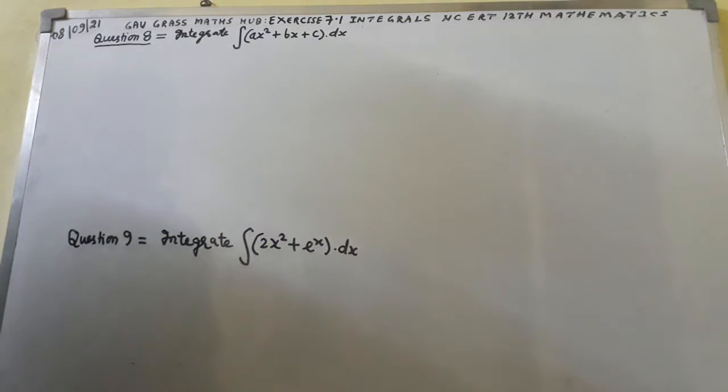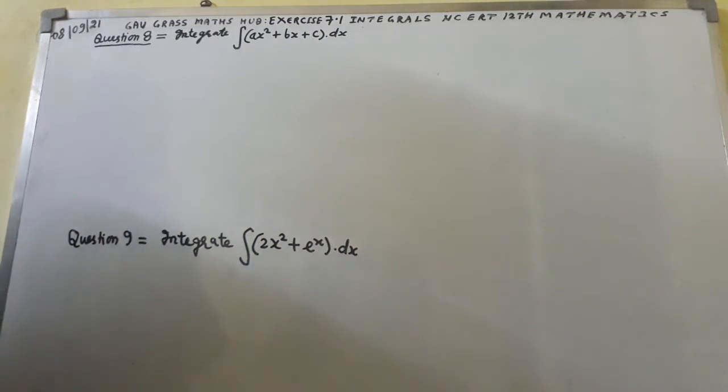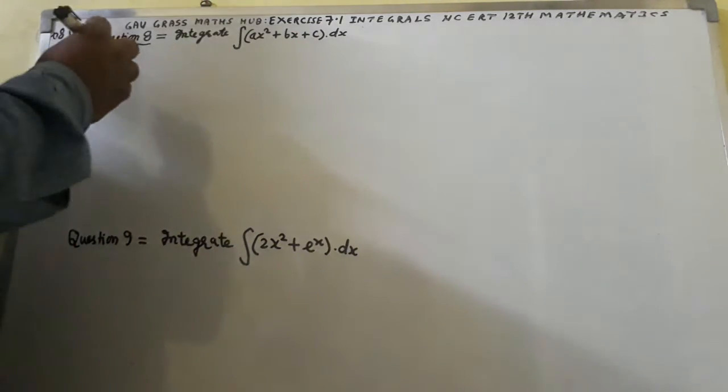I am going to explain question number 8 that has been taken from exercise 7.1 integrals of NCERT 12 mathematics. Question number 8 is: integrate the integral of (ax square plus bx plus c) dx. This is the question about which I am going to discuss here. Now here I shall write the solution.